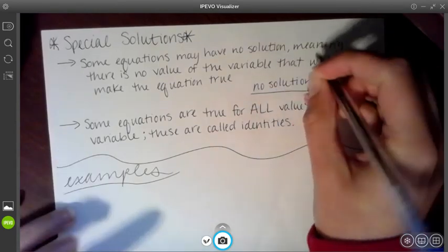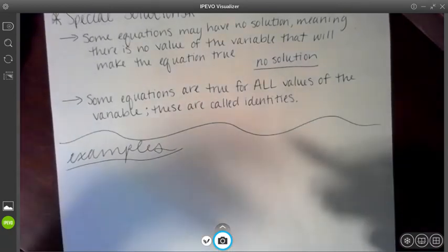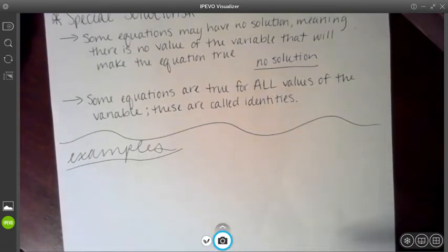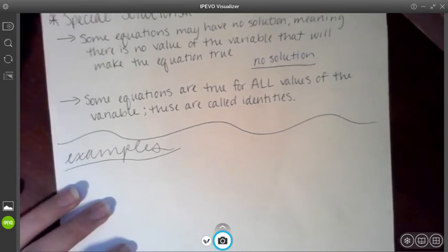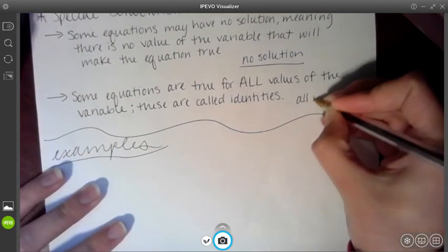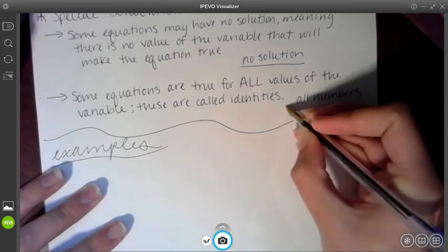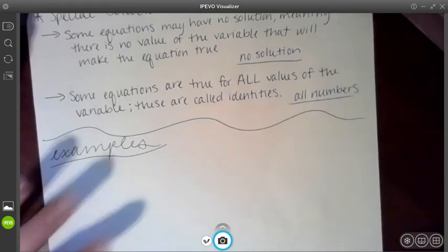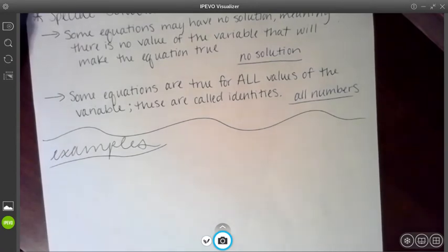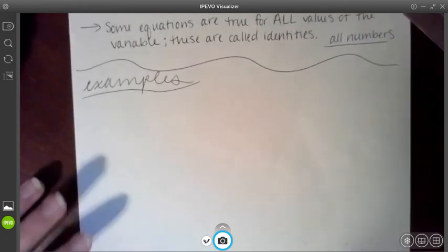Okay? Now, some equations are the exact opposite. They're true for all values of the variable. These are called identities, okay? And for the answer, we can say all numbers, right? Meaning that all values that we can put in for that variable will make the equation true. So let's look at some examples.